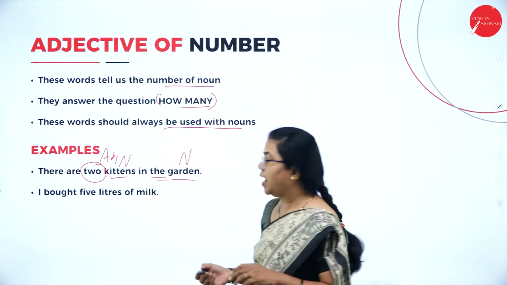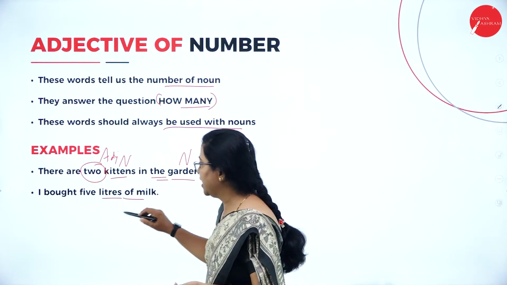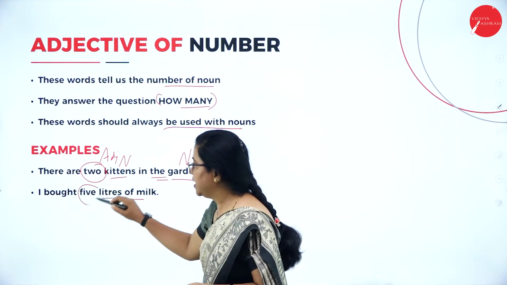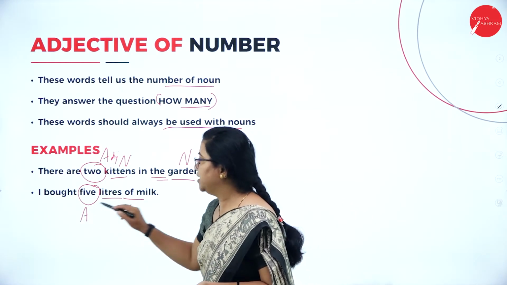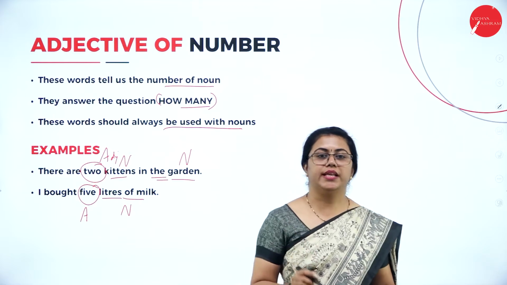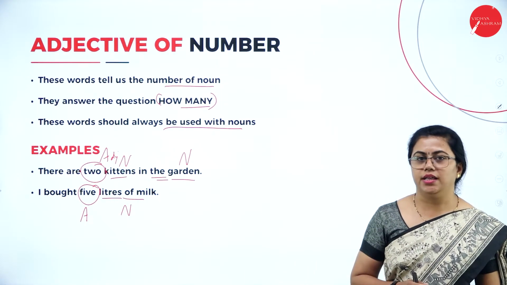Here also again, I bought 5 liters of milk. So liters of milk is actually a noun. So this tells us how many liters. Fine. So this becomes an adjective. Okay. So this tells you exactly about the number of the nouns that are there.